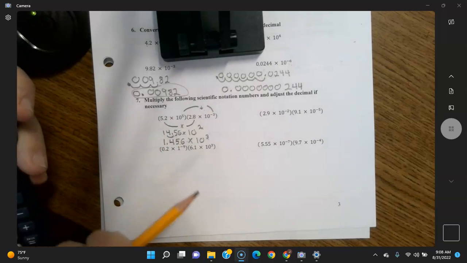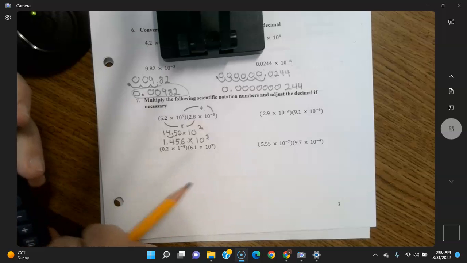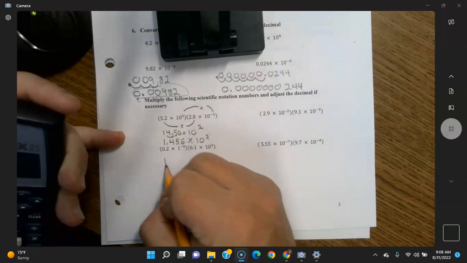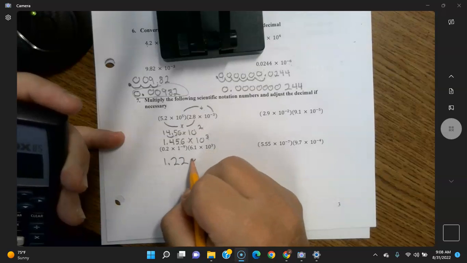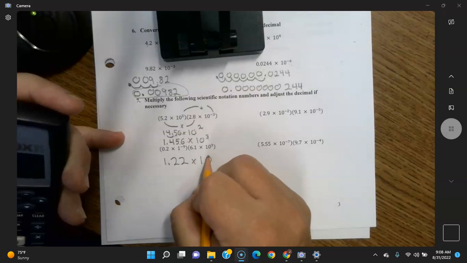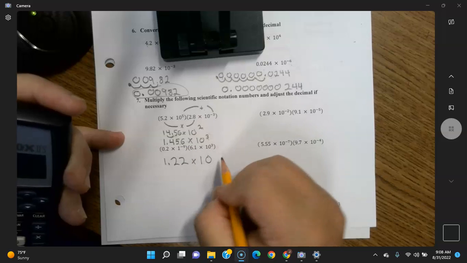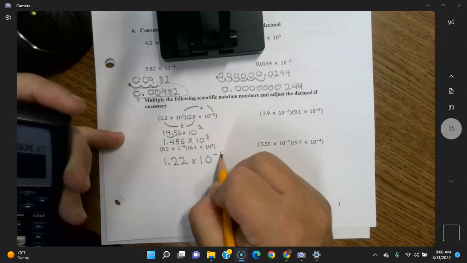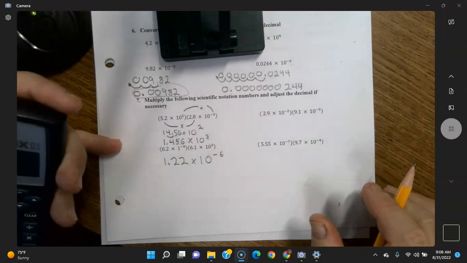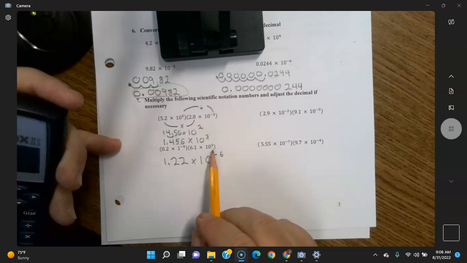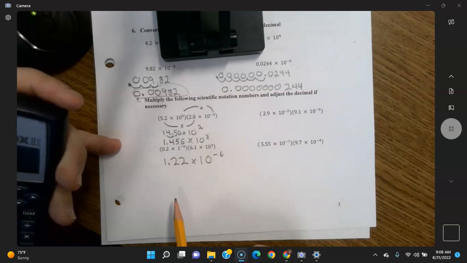So this one is 0.2 times 6.1. That's going to give you 1.22. So that's already a number between 1 and 9.99, so you're not going to need to adjust the decimal. Times 10, -9 plus 3 is going to equal -6. Be sure you don't mess up your negatives and adding and subtracting negative numbers. Be careful on that, okay? So -9 plus 3 goes in the positive direction, so it gets you to -6.